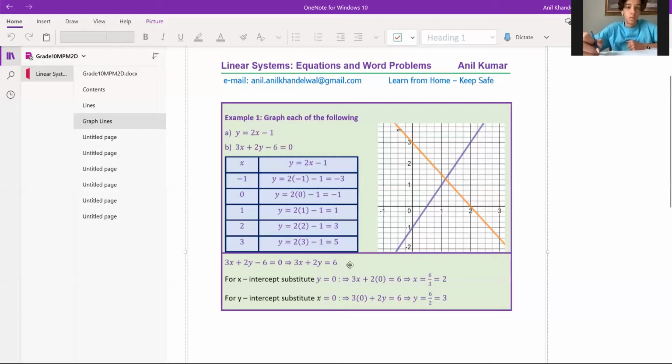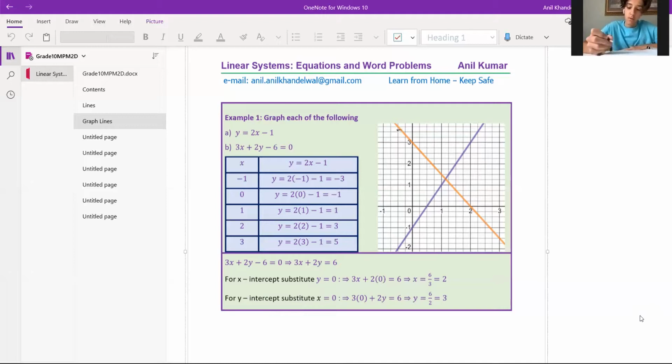Now, I've shown here the steps involved to find x and y intercepts. For the x-intercept, you need to substitute y equals 0 in your equation, and once you do that, you get the value. For the y-intercept, substitute x equals 0, and once you do that, you get the value for the y-intercept, which is calculated here as 3. So you got these 2 points, 2 and 3. Once you get these points, just connect them with a straight line. So that is how we can actually graph our lines.